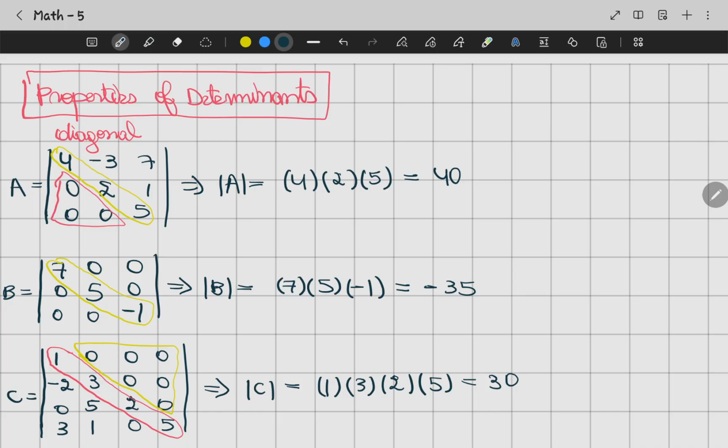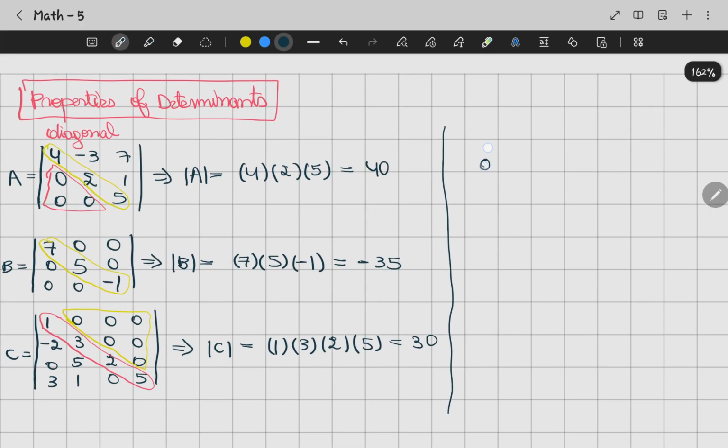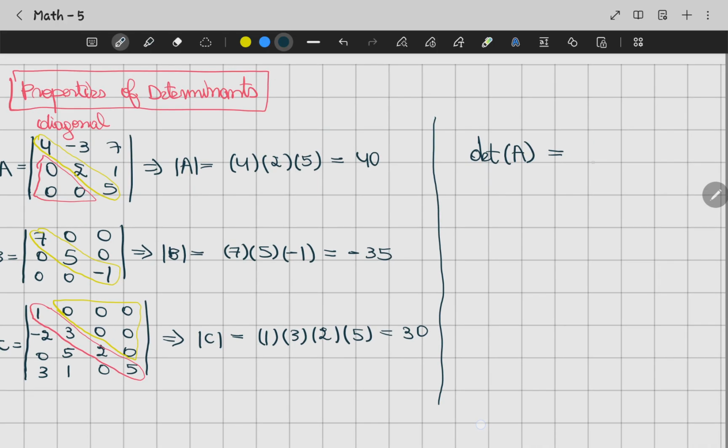So this is what you should know about calculating the determinant of a diagonal matrix. Next, you are asked to find the determinant. So you should know these rules. The determinant of A is equal to the determinant of A transpose. You're still going to get the same answer.